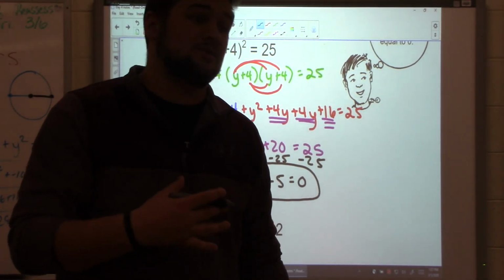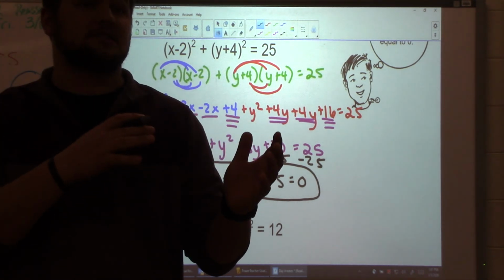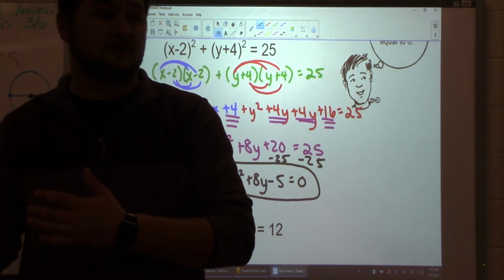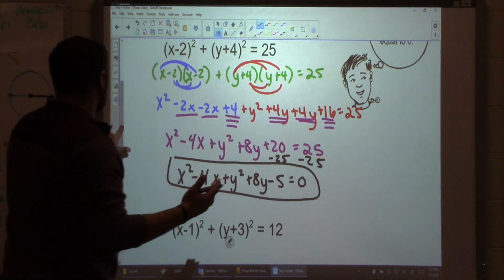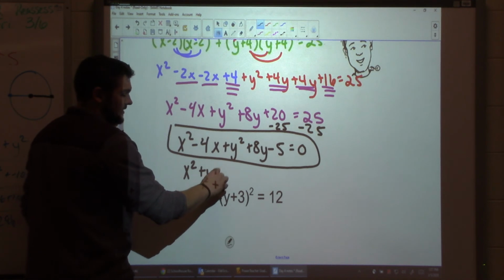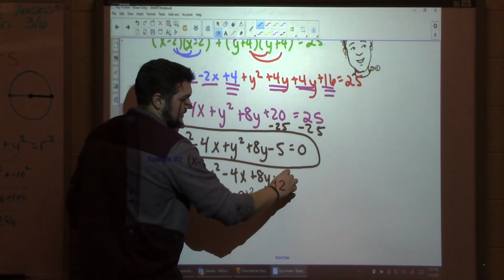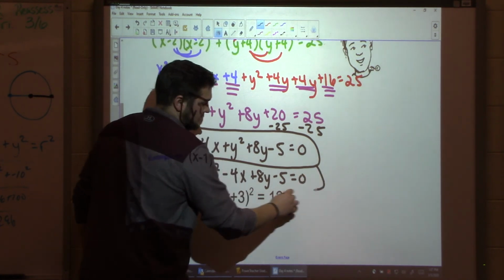We'll do that because when we change it to standard form, we actually complete the square, and we want the x squared and x to be next to each other, and the y squared and the y to be next to each other. You could also write it, if you prefer having all your squared terms first, as x^2 + y^2 - 4x + 8y - 5 = 0.